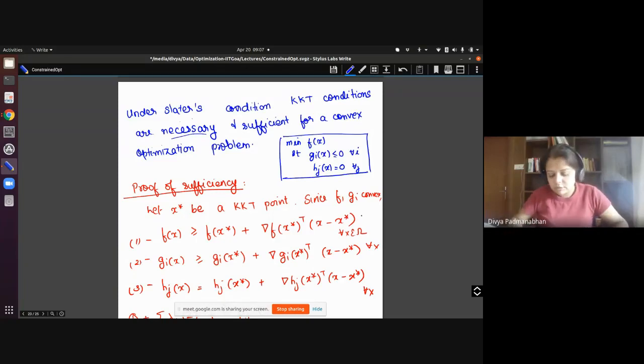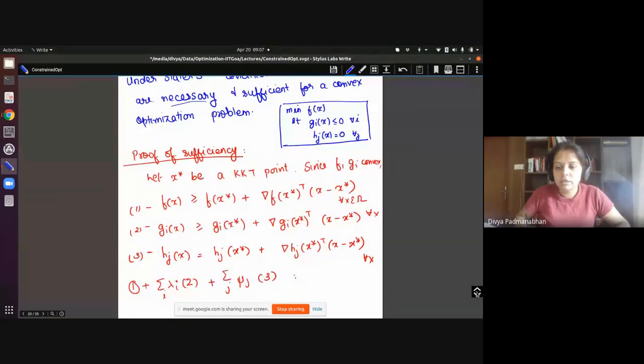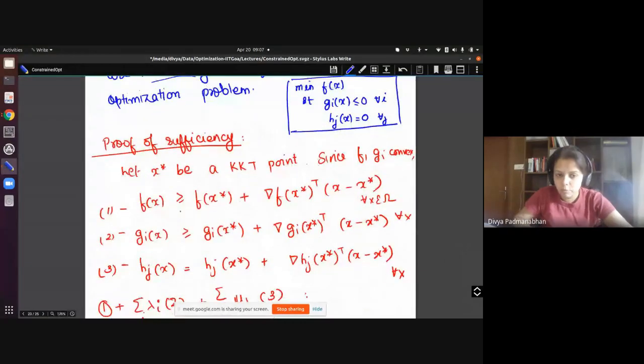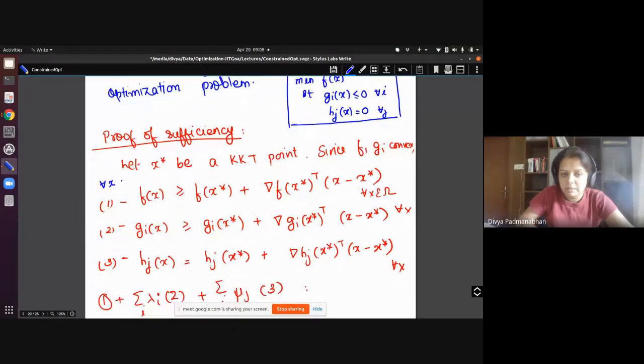I mean, those functions have to be affine functions. Okay. So now we saw earlier that for convex functions, we have this first order property. For any x in the feasible region, let me call the feasible region omega. So this omega is the set of all x which satisfies these constraints.